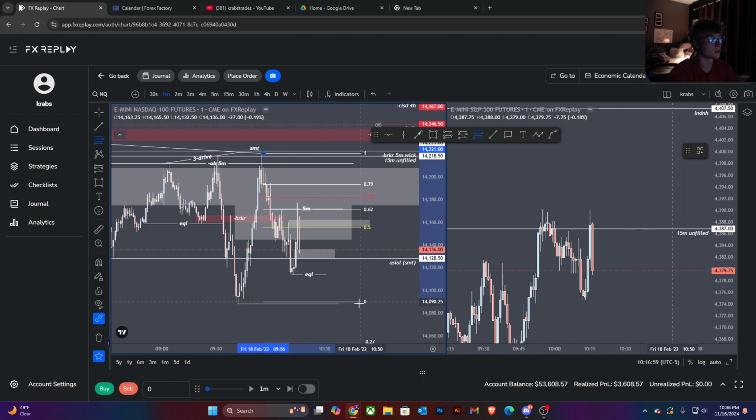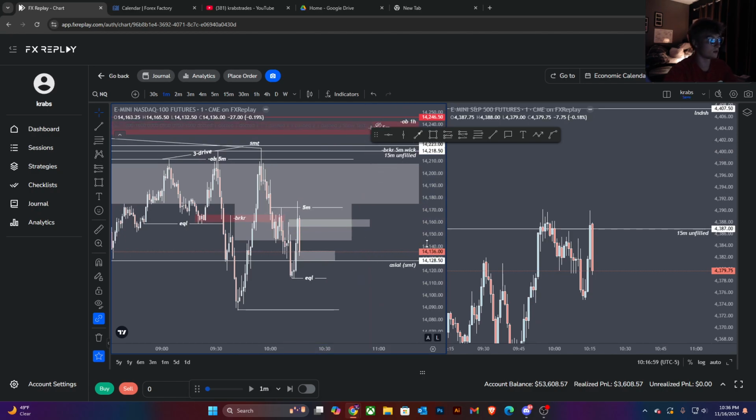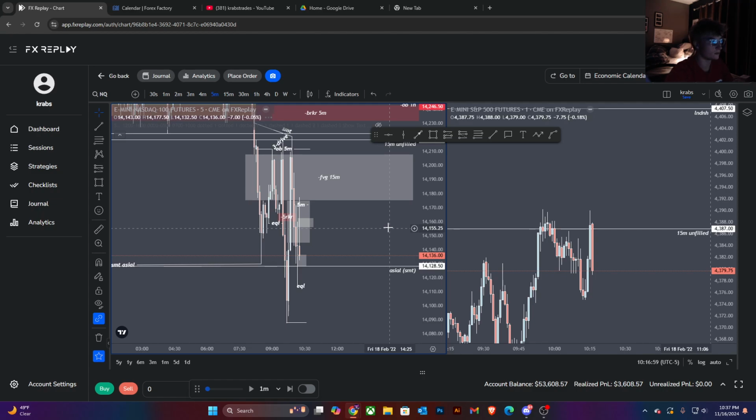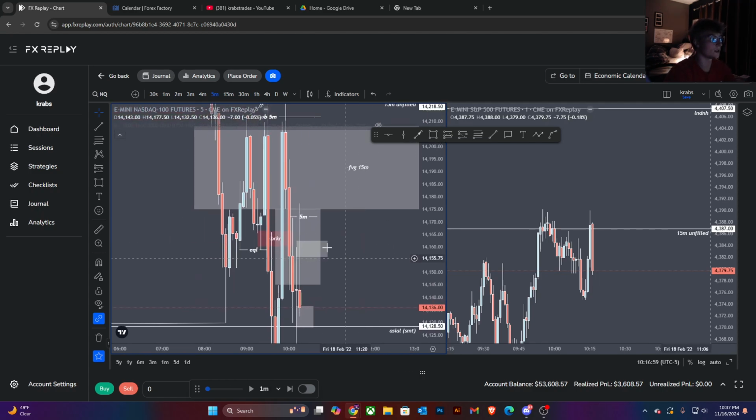Rejected OTE once again there. Almost OTE, but 0.62 retracement. Premium rejected. See the 5 minute. I really like how this 5 minute was rejected like this.